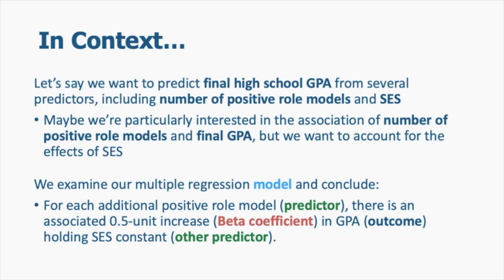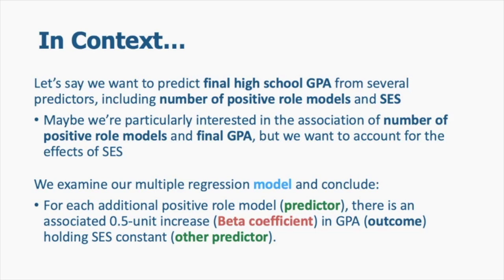Another thing that's important here is the way that we interpreted this is saying that there's some associated increase in our outcome when we increase our predictor, when we hold SES constant. So what does that mean? Especially the last part, we've already talked about it a couple of times. What does holding SES constant mean?